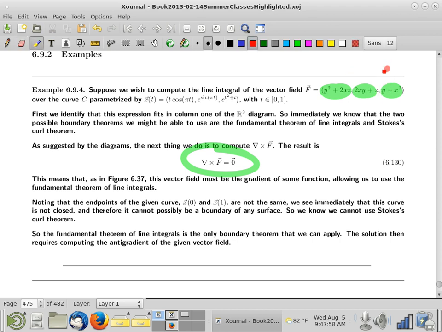Now let's look at those partials. What is the y partial of that? 1. What is the z partial of that? 1. I don't even need to really write anything down, right? Once you are comfortable in your mind of how to compute curl, y partial of that is 1, z partial of that is 1, 1 minus 1 is 0. Okay. And then move on to the next one. The z partial of that, 2x. The x partial of that, 2x. They're the same. The difference is 0. Fine. Move on.